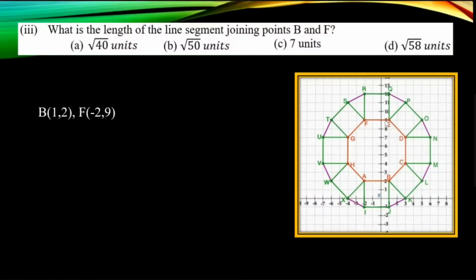What is the formula for the distance between 2 points? It is given by (x2 minus x1) whole square plus (y2 minus y1) whole square, and take the square root of the complete thing. I'll be getting the distance.